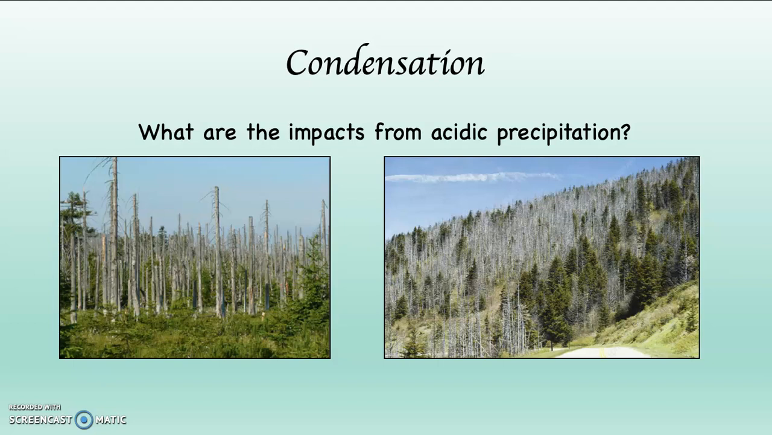What are the impacts from acidic precipitation? The picture on the right-hand side is from North Carolina. The picture on the left-hand side is from the Czech Republic. The Czech Republic, Poland, Slovakia, that area there used to be called the Black Triangle under the bad old commie days because, of course, the communists wouldn't let anybody protest. So you just had to let them do what they wanted to do. They burned a lot of coal, and it was a very polluted area, maybe arguably the most polluted place in the world at one point.